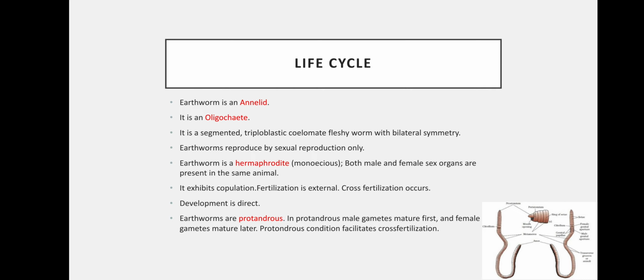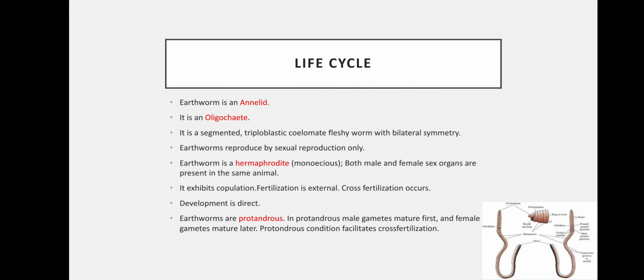Earthworm is an annelid belonging to the phylum Annelida and also belongs to the group Oligochaeta. As far as the body is concerned, it is a segmented, triploblastic, coelomate, fleshy worm with bilaterally symmetrical organization. They reproduce by sexual reproduction only and are hermaphrodites. Hermaphrodite means both the male and female sex organs are present in the same individual.